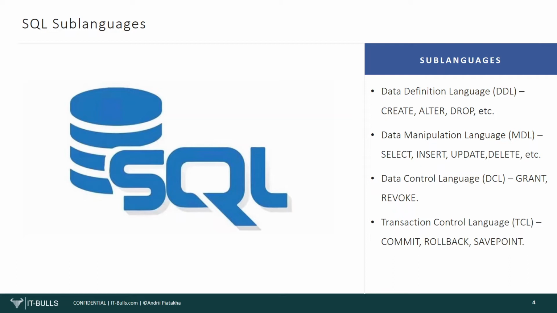And the last but not the least sublanguage is transaction control language. This language groups statements to manage transactions in databases. Among examples of TCL, it is worth mentioning commit, rollback, and savepoint. Based on this, we can make a conclusion that the scope of SQL includes data query, data manipulation, data definition, data access control, transaction management, and managing database objects.